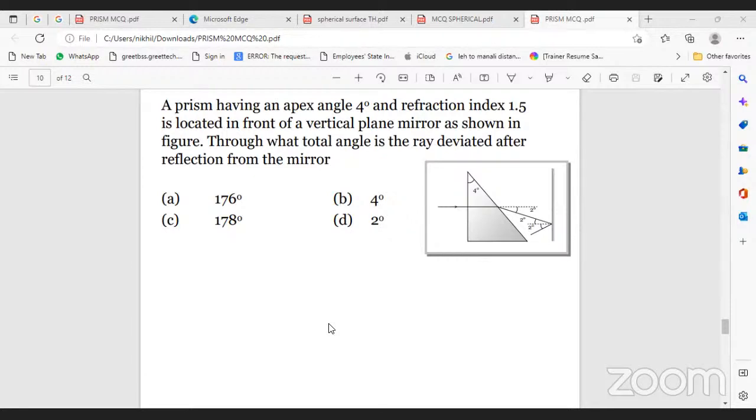What is given? There is a prism of what apex angle? 4 degrees. And what is the refractive index? 1.5. That is located in front of the vertical plane mirror.